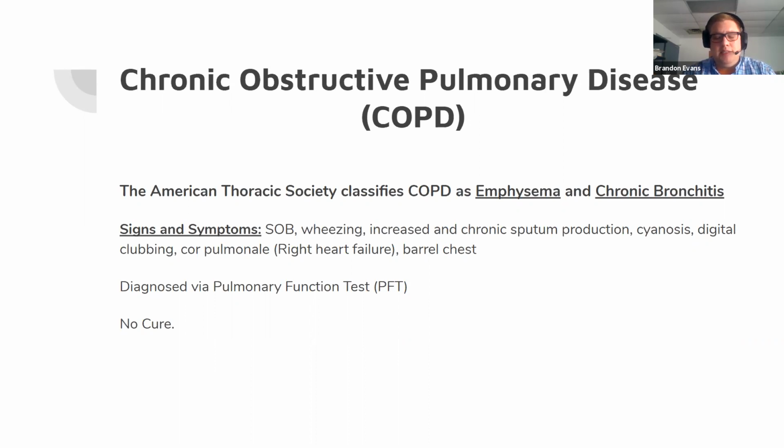And this is a pretty simple outpatient process that can be done. You can go in, they'll do these different measurements of your lungs by doing different breathing exercises, and then at that point, the physicians, the pulmonologists will evaluate the data and then let you know whether or not you have COPD or not. Signs and symptoms of COPD, obviously shortness of breath, wheezing again, increased sputum production and chronic sputum production.